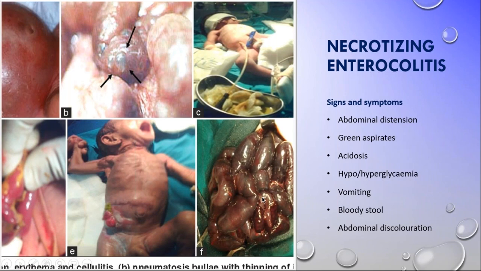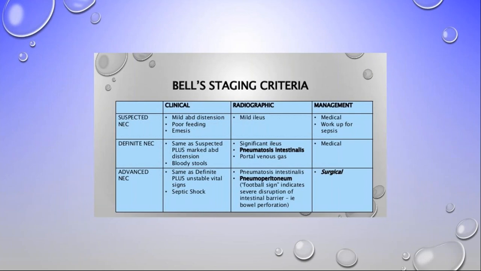So NEC can be staged, and we use the Bell staging criteria. So it's Bell's 1, 2, or 3. Suspected NEC: mild abdominal distension, poor feeding, there might be vomiting. Very often here, there's a green aspirate. There's a mild ileus, and ileus means that there is no peristalsis, and the baby will have a medical workup for sepsis. They'll very often keep milk per os here, and we will discuss that once we've discussed NEC as to keeping them milk per os and what the long-term effects are.